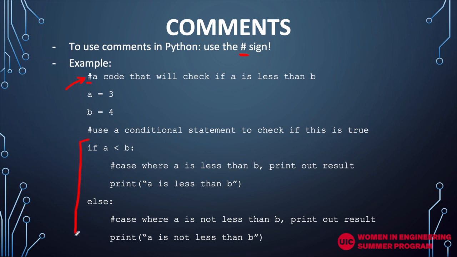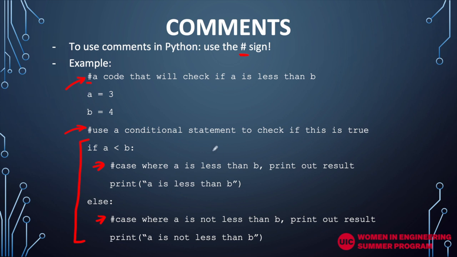Another good thing that I like to do is for every section, so let's say if you're doing a conditional statement or maybe a loop, which is a topic that we'll go through later, I always like to write an extra comment explaining what this conditional statement or this loop is going to be used for. So in this case, it's use a conditional statement to check if this is true. And for each individual case, I also like to write a little comment saying what the case is and what will happen if this case does happen. So for this one, I did case where A is less than B, print out results. Case where A is not less than B, print out result.